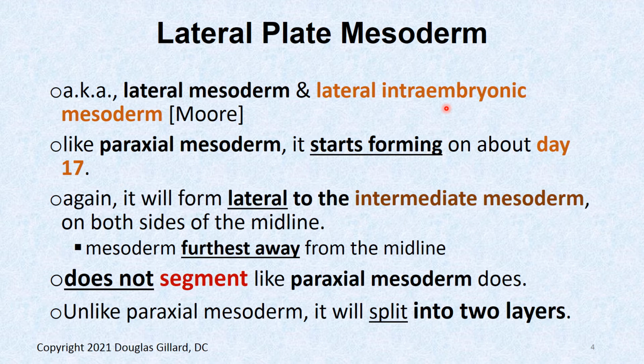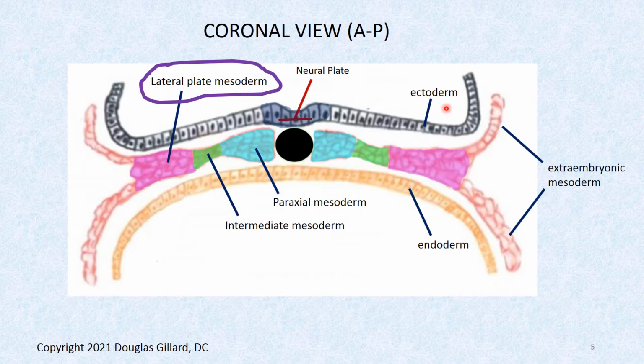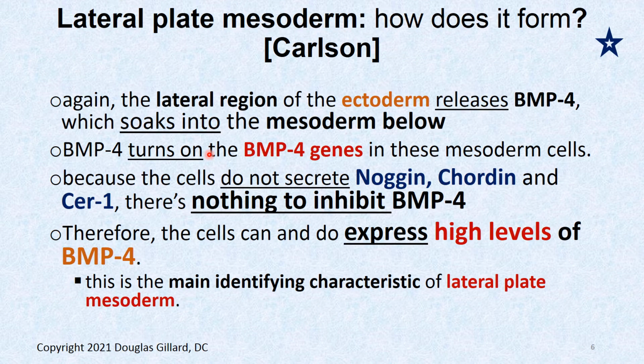So paraxial mesoderm starts forming on day 17. Again, lateral to that, the intermediate mesoderm, which we just discussed, will form. And it doesn't segment like the paraxial mesoderm, which forms into blocks, somites, which we're going to talk about in a little while. There's the lateral plate, there's the intermediate mesoderm. It's kind of review still. So how does it form? We already said this as well.